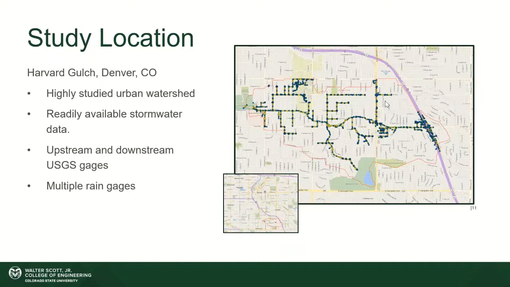Then there's two USGS gauges, an upstream and a downstream gauge. Unfortunately, I didn't remember to make those bigger, but if you can see my cursor, there's one at the downstream area and then another one at the upstream. So that allows for calibration of the model. And then there's also multiple rain gauges. There's 5 in total across the watershed, and so that allows for more accurate precipitation data to be used.